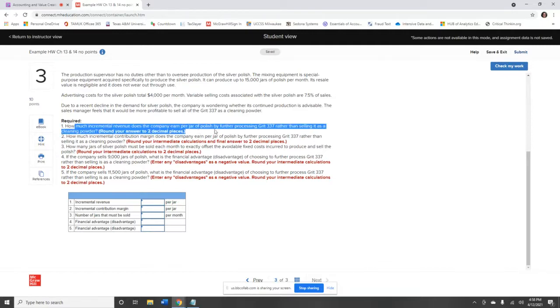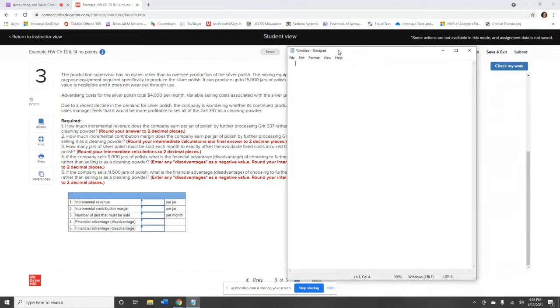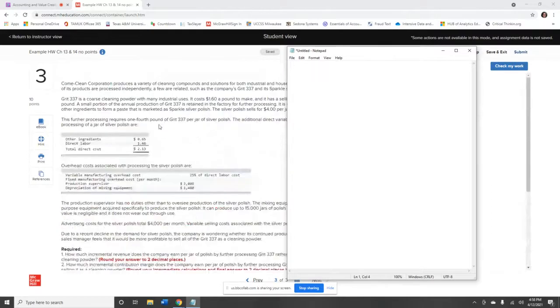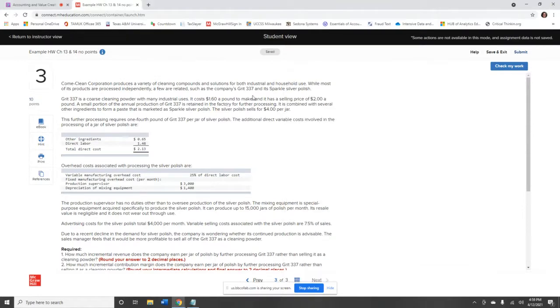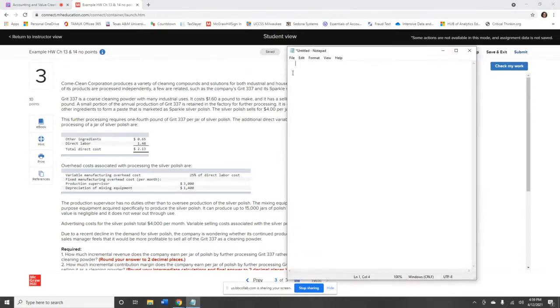How much incremental revenue per jar do we get? So let me get my little notepad up here. To figure that out, we have to figure out just the difference between the selling price of a jar and a 1/4 pound of grit, right? Because there's 1/4 pound of grit per jar of polish.